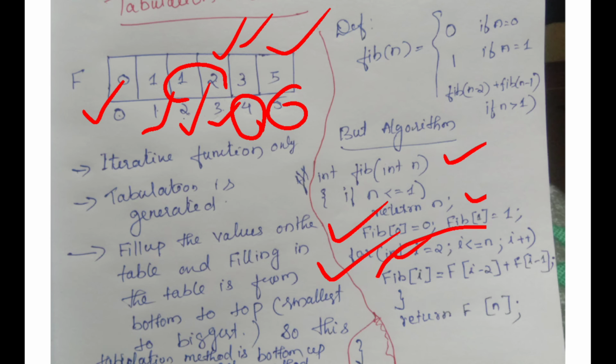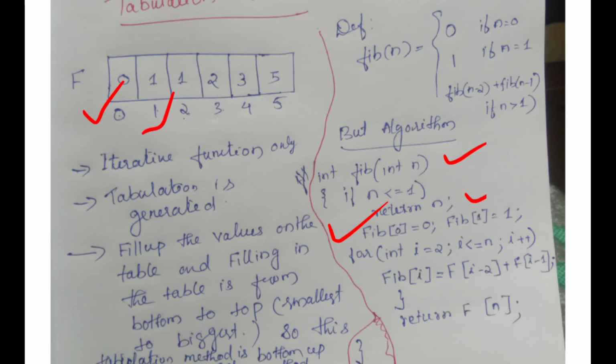What are the steps for following the tabulation method? An iterative function is used here. When we use the iteration method, the table of values is generated. Then we fill the values into the table, and the filling is from bottom to top. That means 0 1 1 2 3 5, that is indexes 0 1 2 3 4 5. Actually it starts from the bottom, that means smallest to highest.